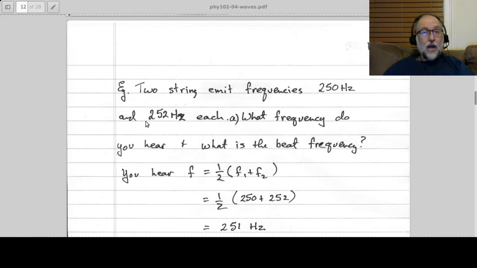Okay, so all right, let's do a problem which hopefully makes this clear. Okay, these are actually pretty easy problems. It's just this one subtlety about the fact that the human ear cannot hear a phase, and because the human ear can't hear a phase, your beat frequency is just a simple difference of the two frequencies.